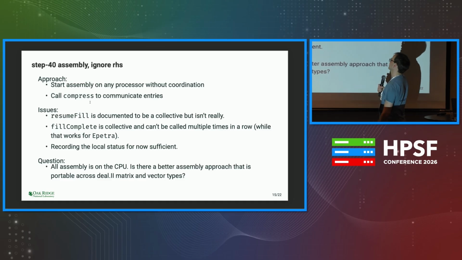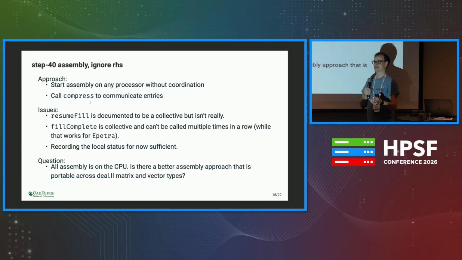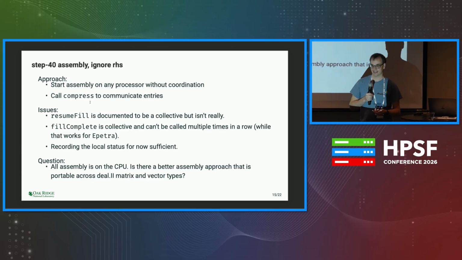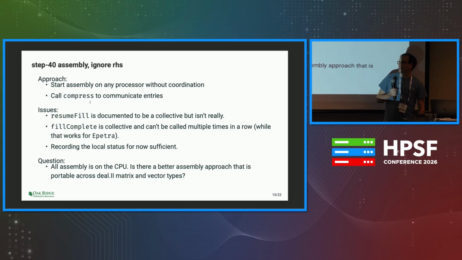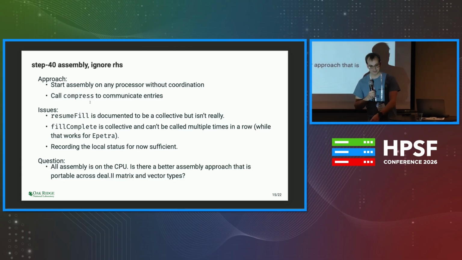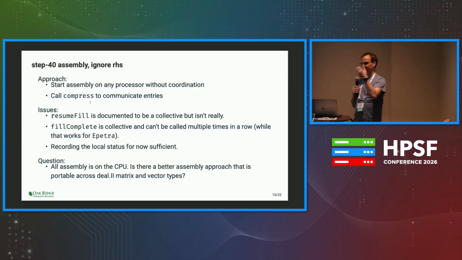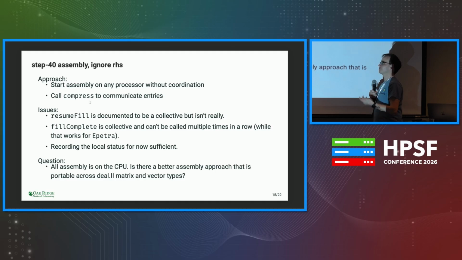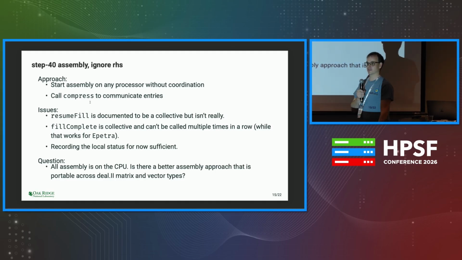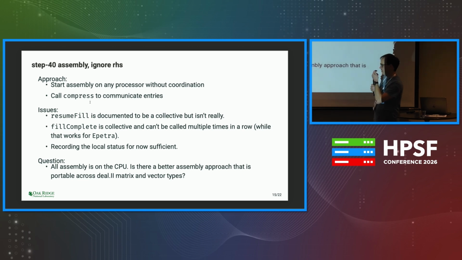Fill complete, on the other hand, is actually collective, so we need to know if someone did work, and because we don't have a step to say we started assembling, that means we need to do some more MPI communication to get a consistent state across MPI ranks. Also because we can't call fill complete in a row, multiply in a row. So that's something that we need to do.